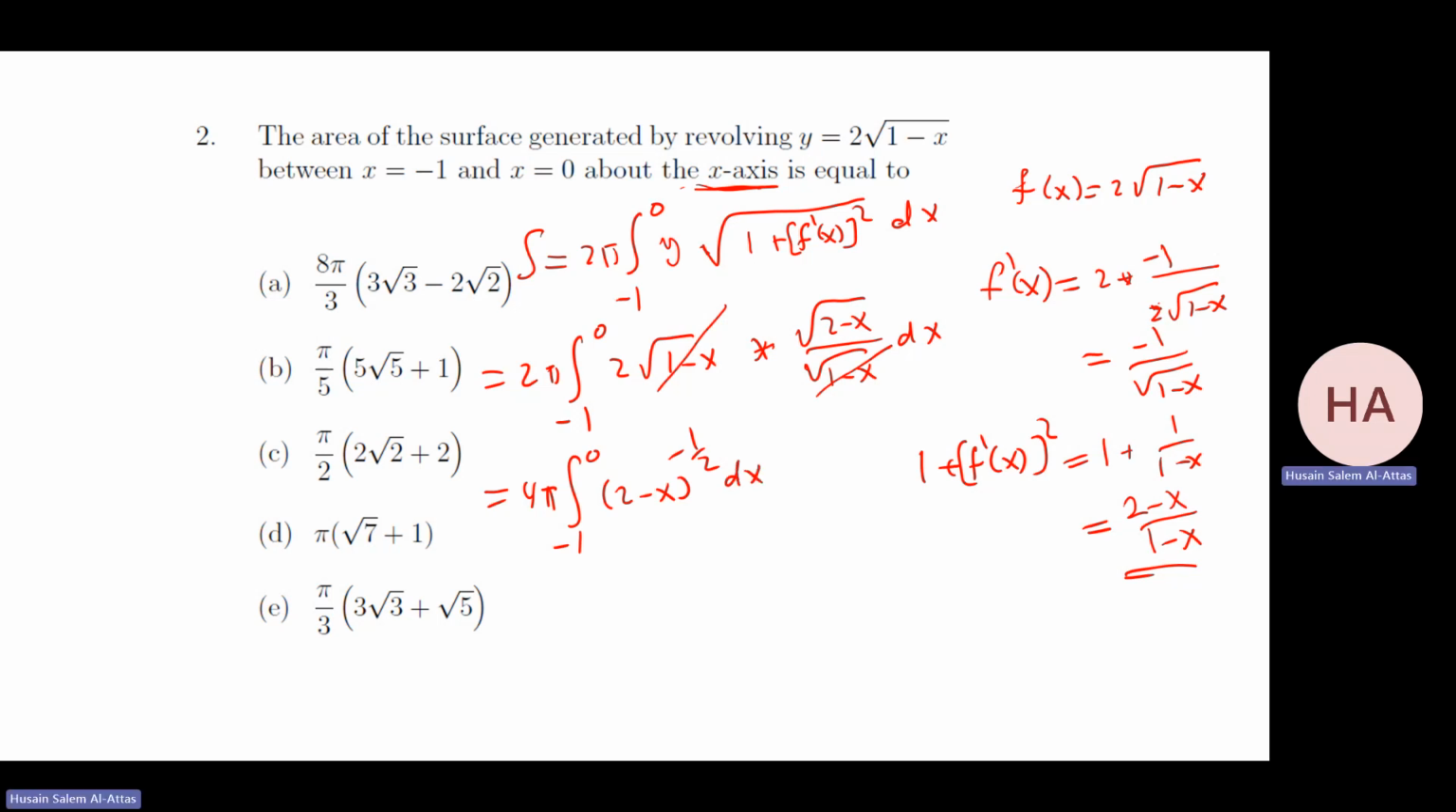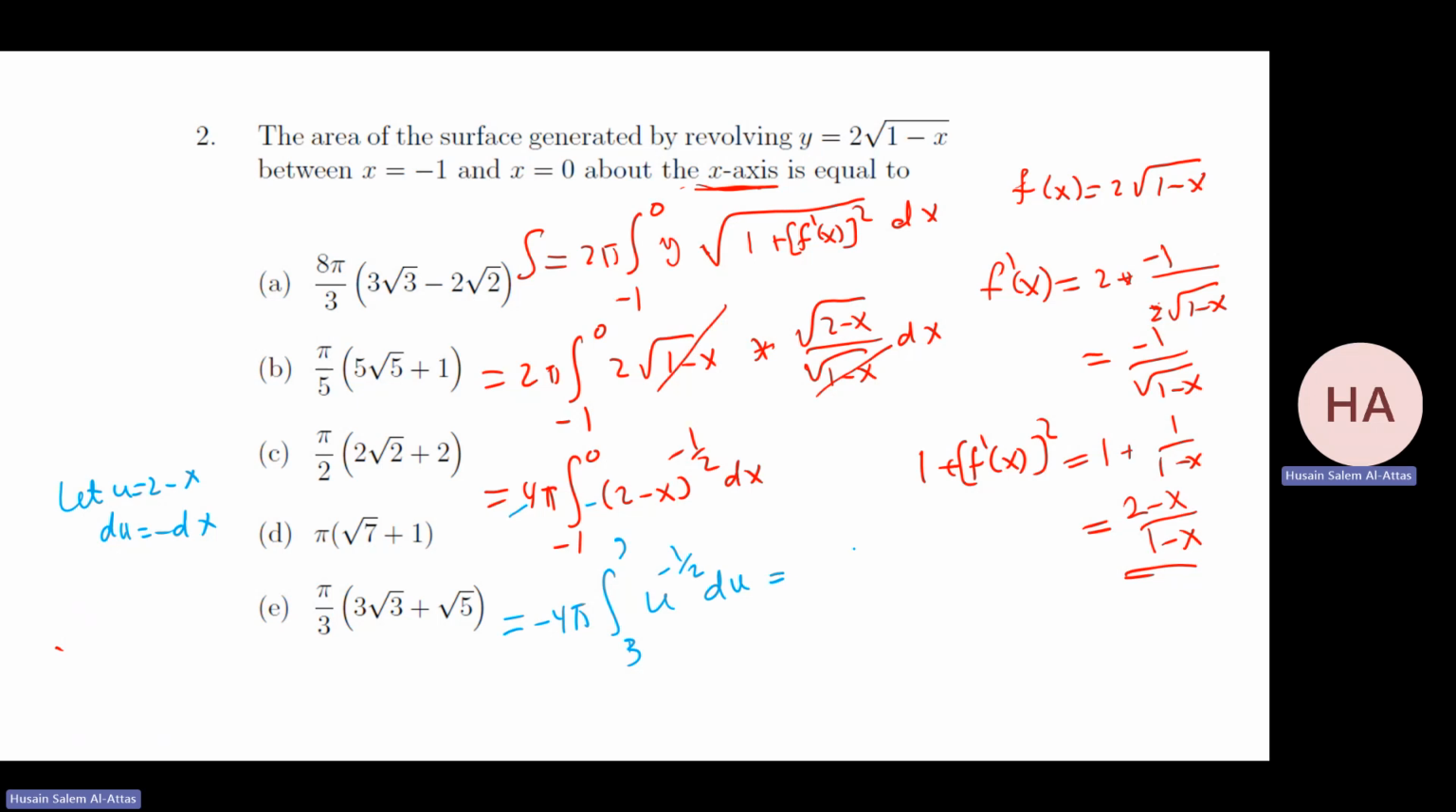You can do it through u, or you can do it right away. Yeah, let me do it through u, to be on the safe side. So I let u be 2 minus x, du will be minus dx. So I need minus and minus. So this will be minus 4 pi. Minus 1, 2 minus minus 1, that will be 3. 0 give me 2. And I have u to the power minus half du.